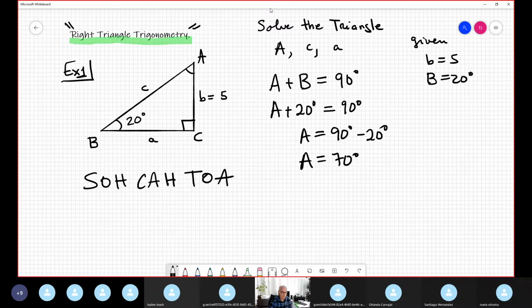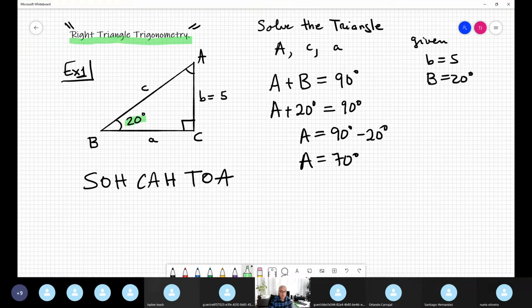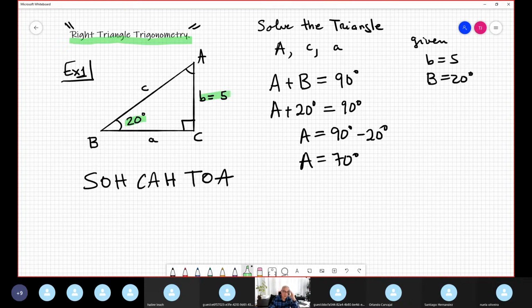Okay, so what is the information that is given? It's given this angle, and it's given this side. By the way, with respect to this angle of 20, what is the position for the B? Is it opposite or adjacent or hypotenuse? B is adjacent. No, not good. B is what? It's opposite.